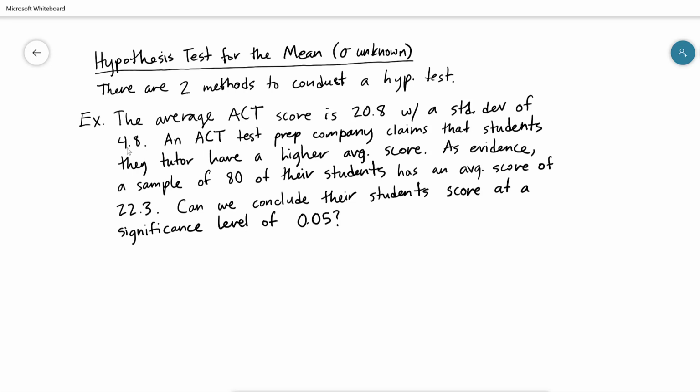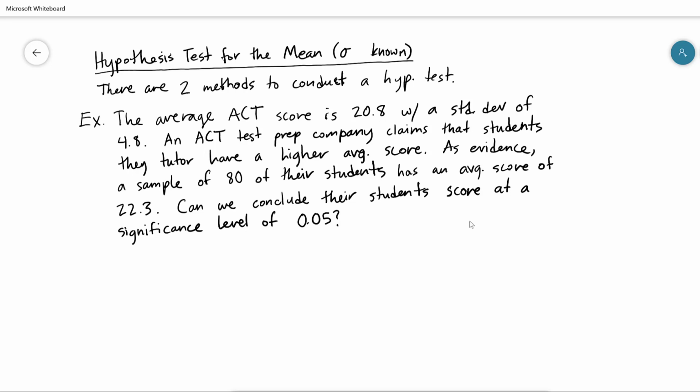Oh, and you know what? I have a typo up here. I'm not going to go back and redo all of this. This is supposed to be where sigma is known, because right here I'm telling you what sigma is, so it's definitely known in this case. So this should not have said unknown, it should have said known. So in this case, the standard deviation is 4.8, the mean is 20.8. This is of all students that take the ACT. The ACT prep company has students that they claim score higher, and as evidence they point to a random sample of 80 of their students whose average score was 22.3, which is clearly higher than 20.8.